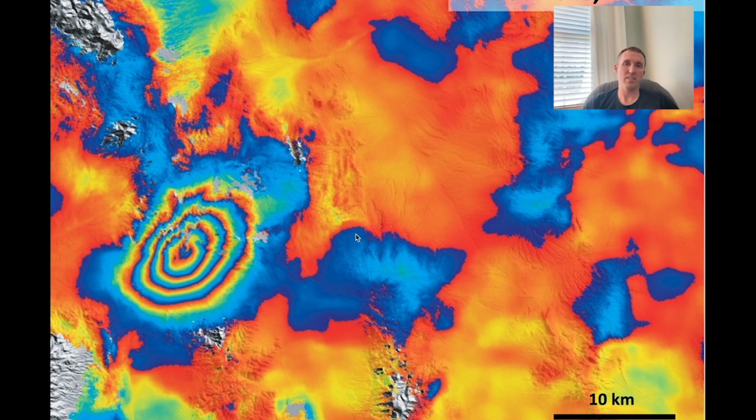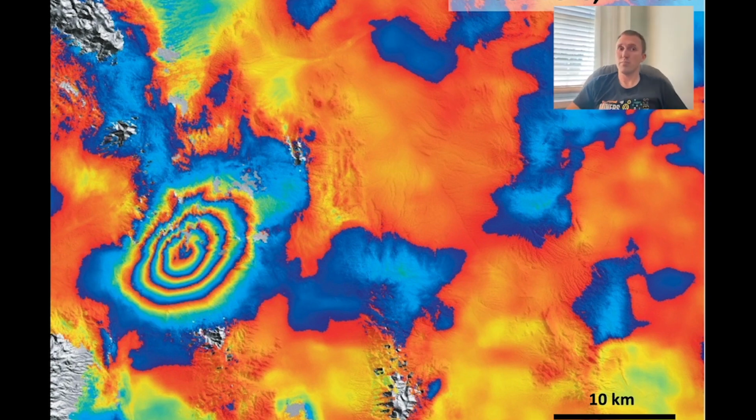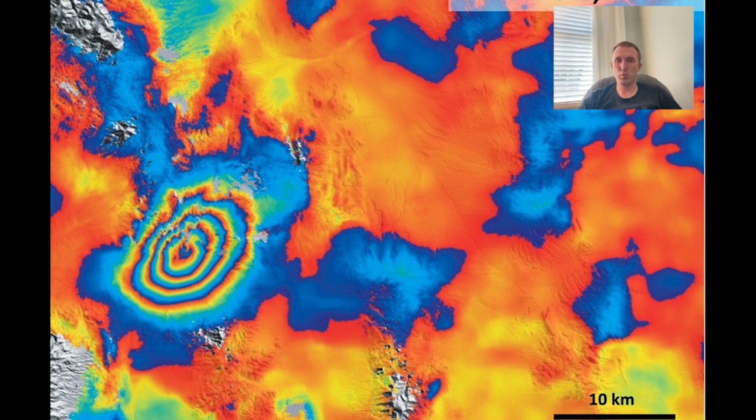So we're changing phase here in these areas, even though there was no earthquake in those areas. And that's important to realize, that not all the phase that you see is due to deformation. There are other sources of noise, basically, that cause phase changes between two acquisitions, which are not deformation.